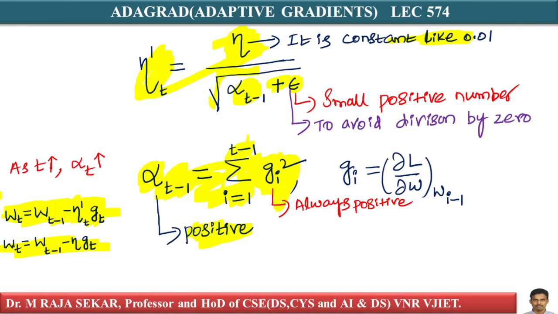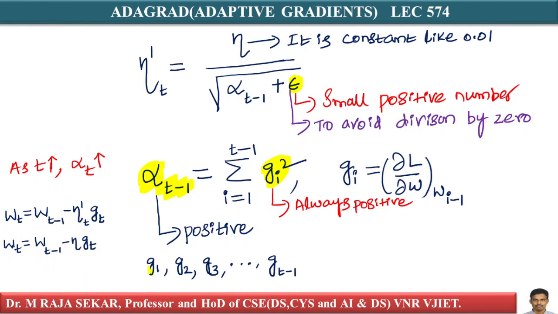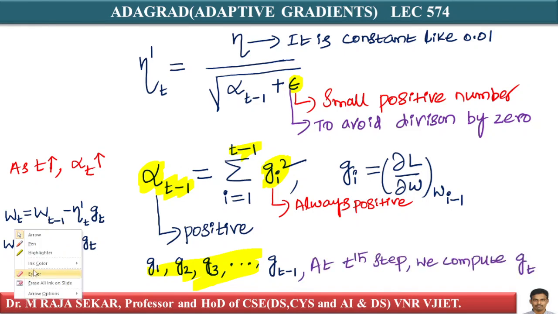So, what are you computing here? You are computing g1, g2, g3, and so on, up to gt minus 1. We already had these gradients. At the tth iteration, suppose we computed gt, isn't it? At the tth iteration, you can always calculate gt.